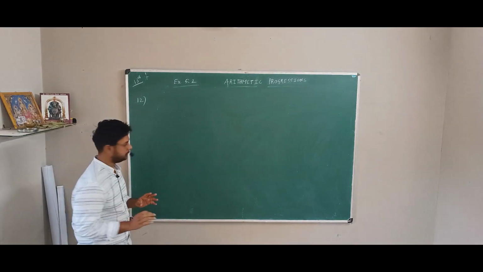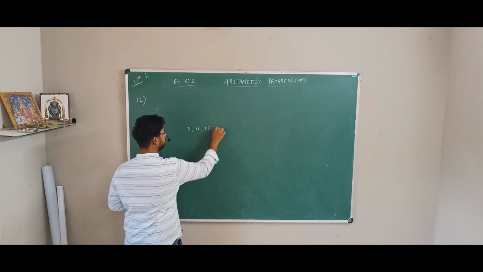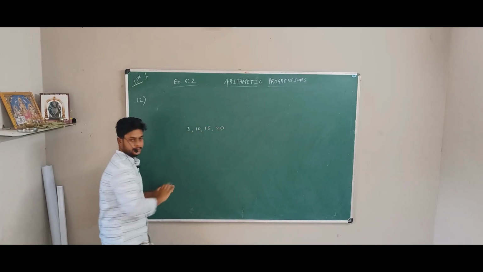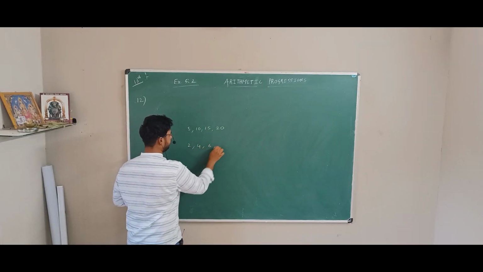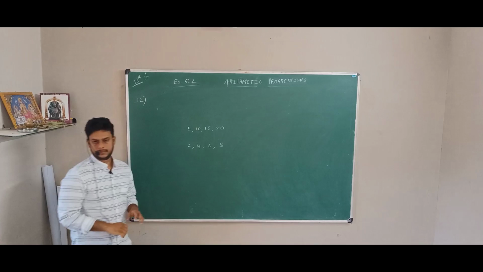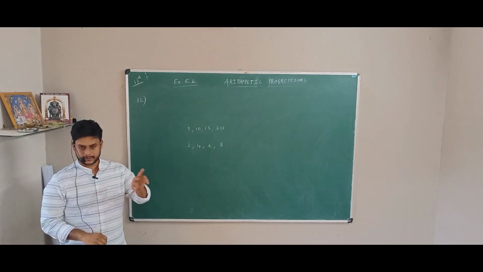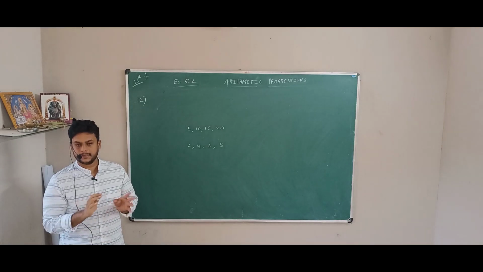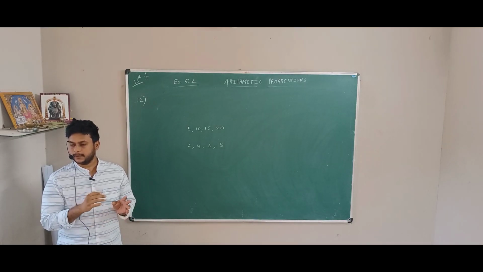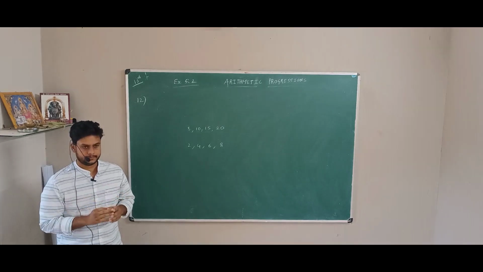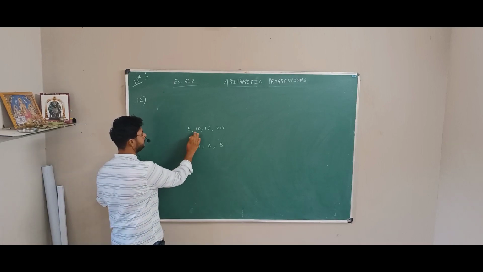Let me show how he is framing this question. 5, 10, 15, 20: this is my first AP. For the second AP, I will take one more: 2, 4, 6, 8. Understood? There are two APs. The difference between their 100th terms is given, and I should find the difference between their 1000th terms. He is also saying that the common difference is the same.